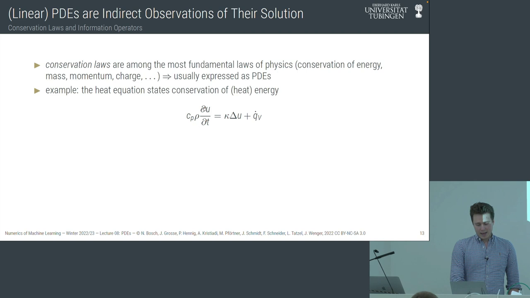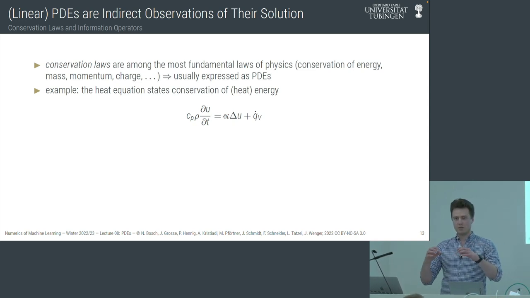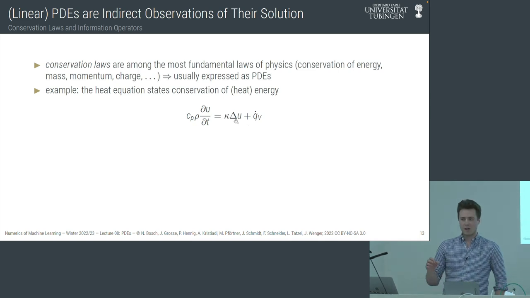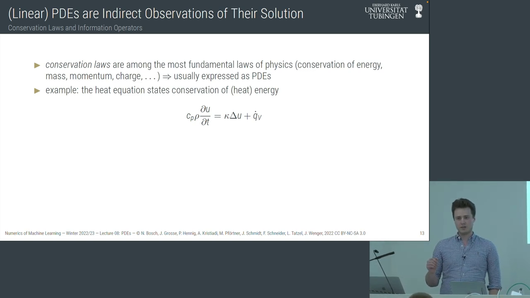And we say that every change in heat energy has to be explained either via a heat source, so this Q dot V is a heat source, essentially a known value of heat entering the system at any point, or it has to be explained by heat flowing in to a certain point from the surroundings via heat conduction. And this makes sense because the Laplacian computes a curvature estimate of the function. In 1D, it is just the second derivative.